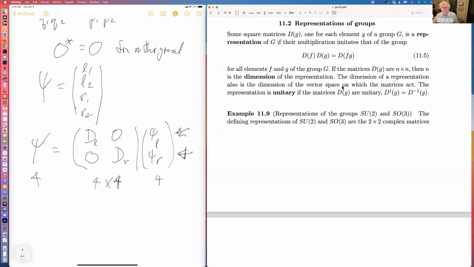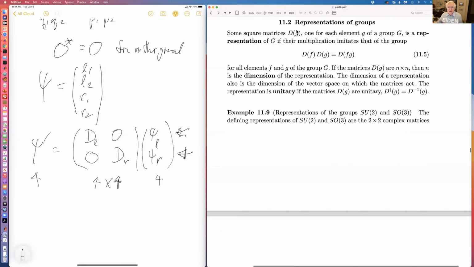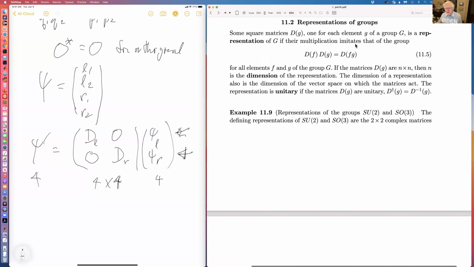And so the idea is that some square matrices, one for each element of a group, is a representation of the group if their multiplication imitates that of the group. In other words, if FG is FG, which it must be, then the matrix that represents F, D of F, times the matrix that represents G, D of G, has to be the matrix D of FG, which represents the group element FG. And that has to be true for all elements in the group.